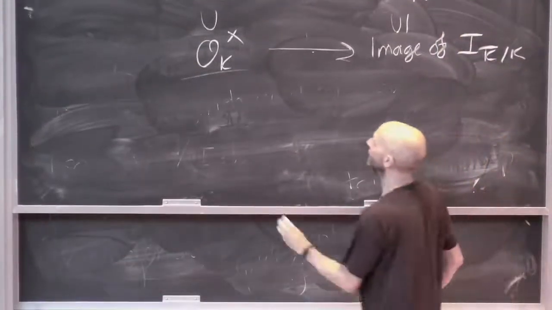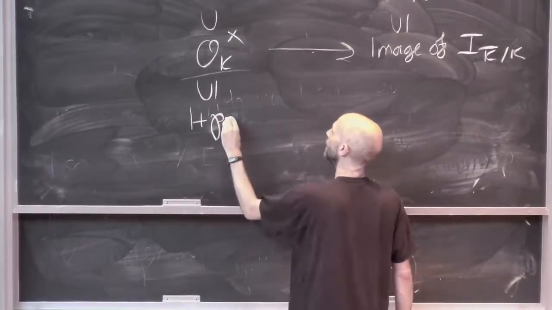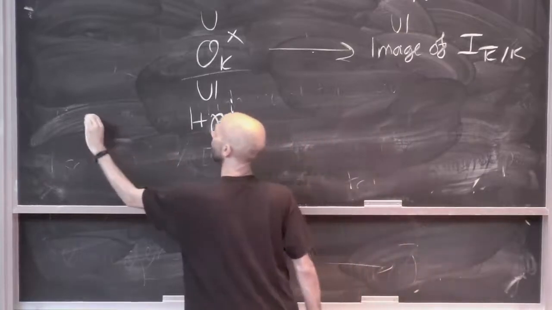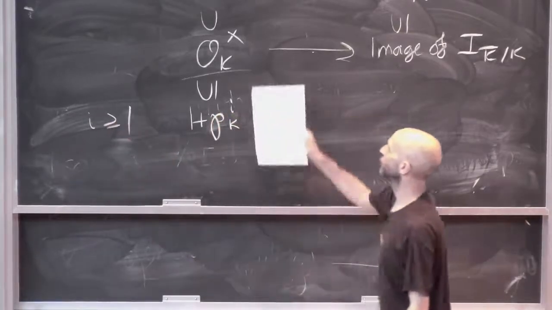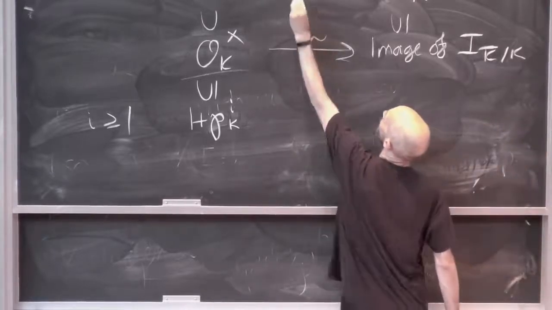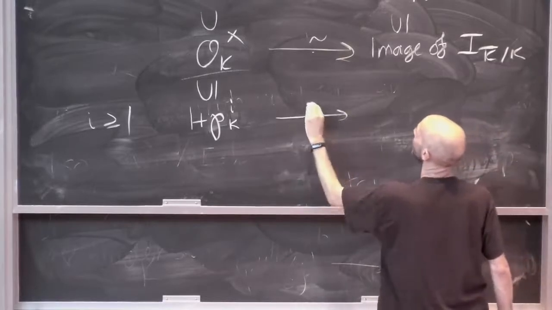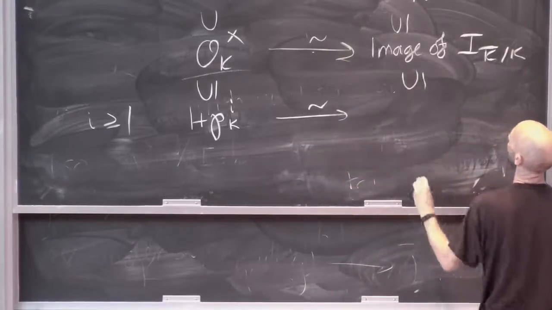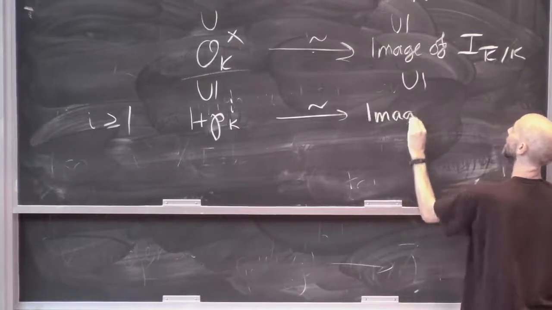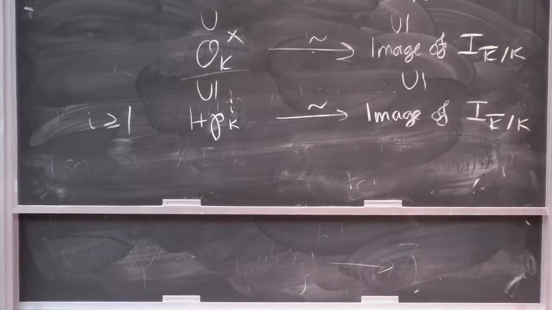And now this contains 1 plus p_K to the power i. So for i at least 1, we have this filtration on the units. We have the 1-units, and then we have the things congruent to the identity modulo higher and higher powers of this maximal ideal. And of course, so these match up. So what does this match up with? This matches up with the image of I_{K-bar/K}. This is going to be one of these numberings, right?